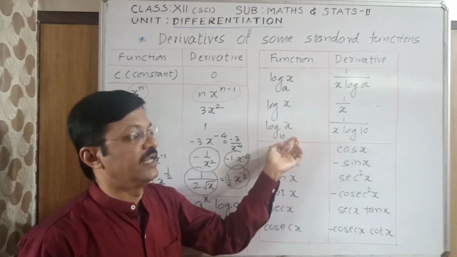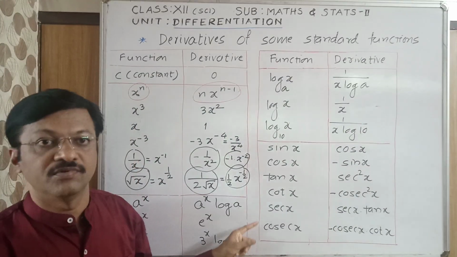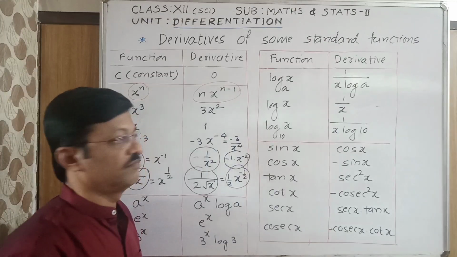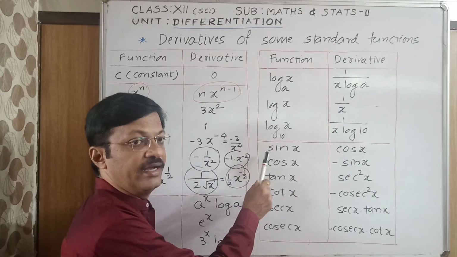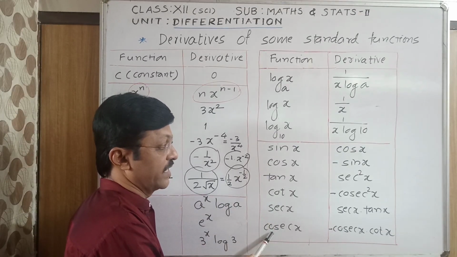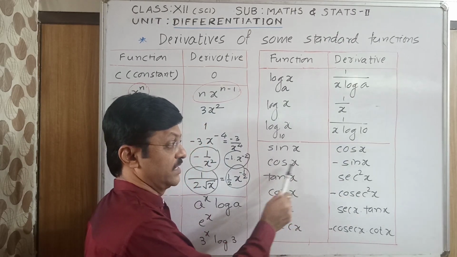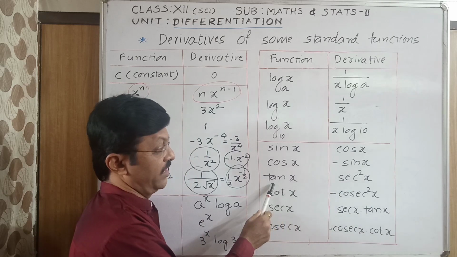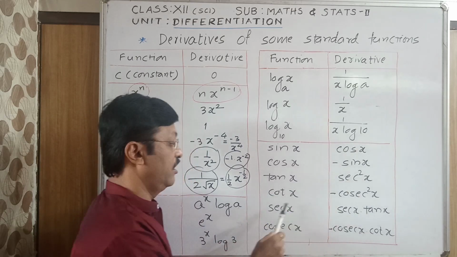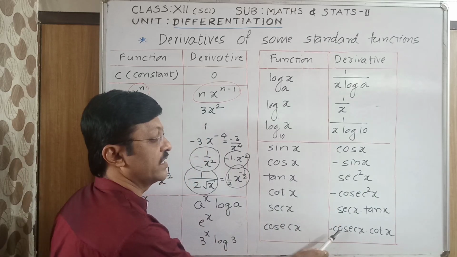Then the last part here, you can see there are 6 functions which are trigonometric functions. For the convenience of the students, I shall read those. Sin x, cos x, tan x, cot x, sec x, cosec x. Their derivatives respectively are: sin x derivative is cos x, derivative of cos x is minus sin x, derivative of tan x is sec square x, derivative of cot x is minus cosec square x, derivative of sec x is sec x into tan x, and derivative of cosec x is minus cosec x into cot x.